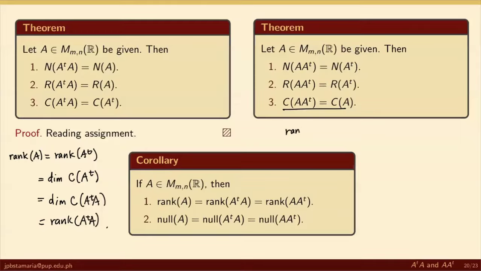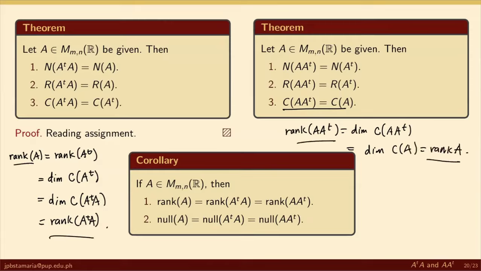Yung rank ngayon ng AA transpose is the dimension of the column space of AA transpose. This is the dimension of the column space of A, which is the rank of A. Kaya nga ito, tsaka to, pare-pareho. And by the rank nullity theorem, you will see that the nullities will also follow to be equal.